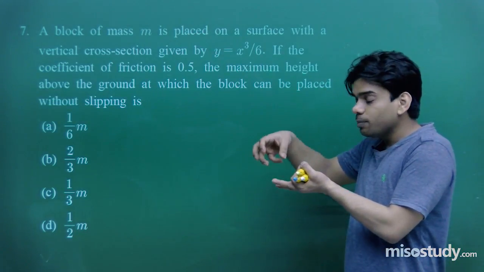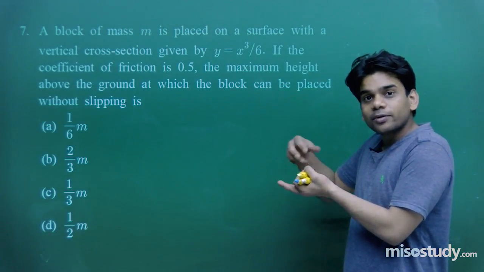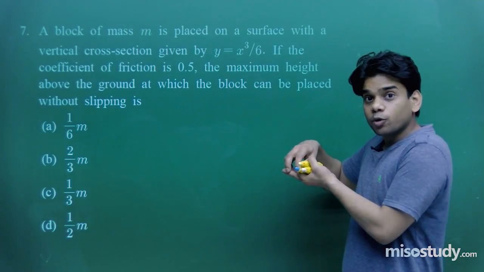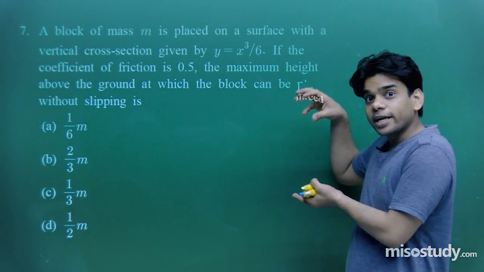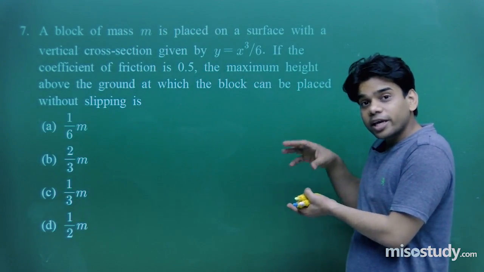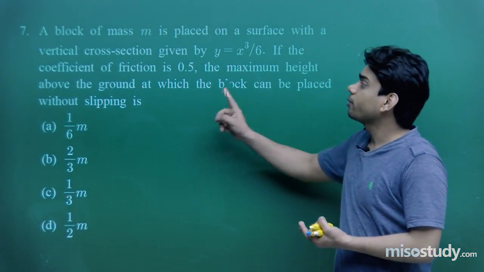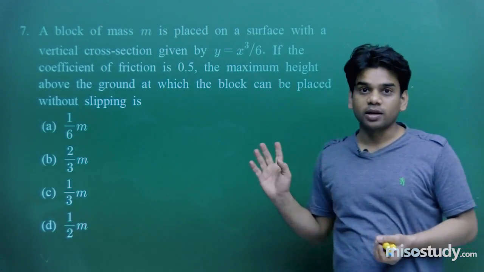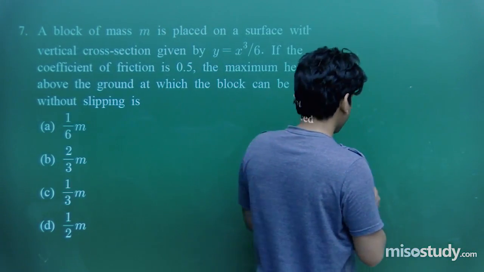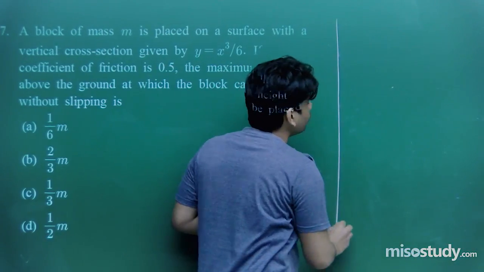Now try to understand on your own. As we keep the block on this surface, it will slip. But if we keep it at a particular height, we have to find out the range of this height where this block will not slip. So first of all, we have to find the maximum height above the ground at which the block can be placed without slipping. I will show you in a diagrammatic way how to do such kind of question.